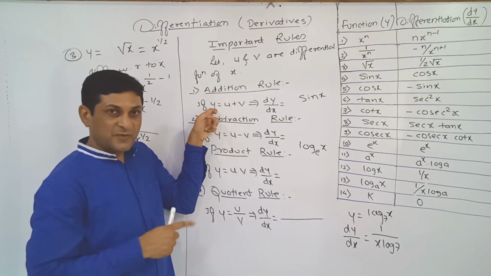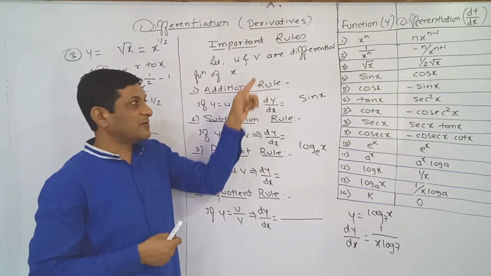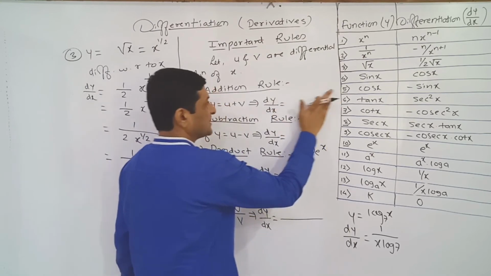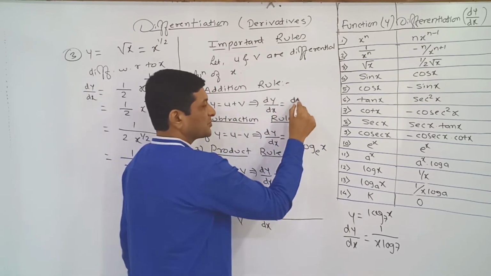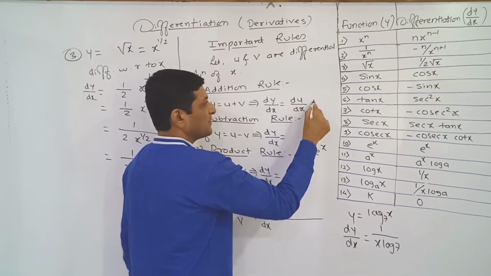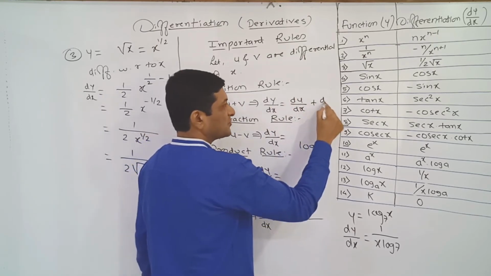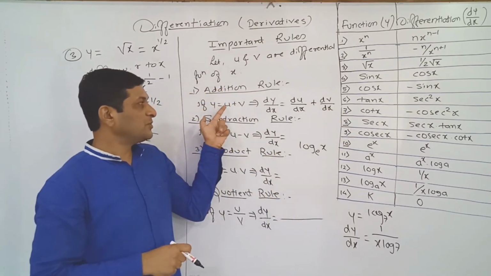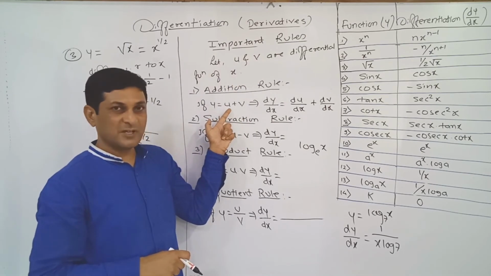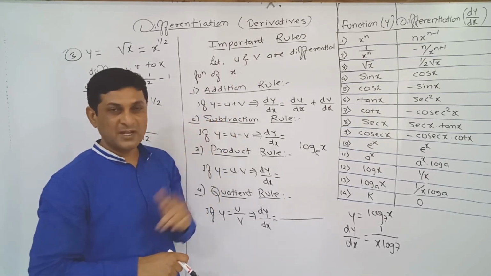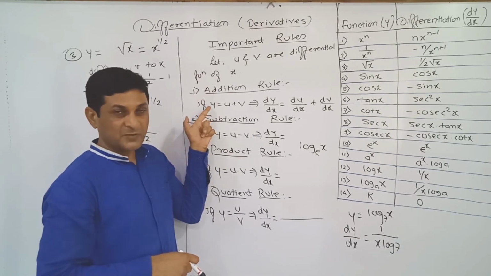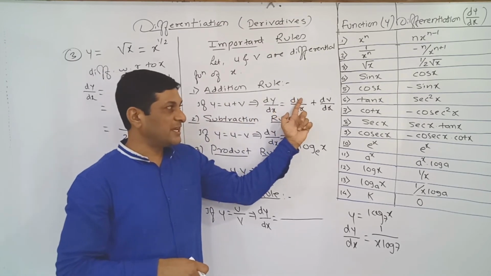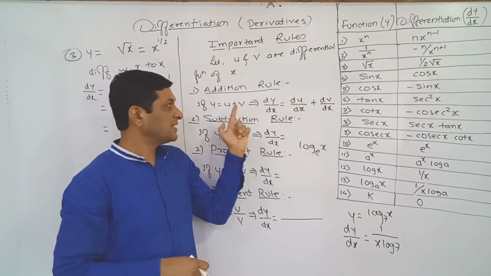Then to find the derivative of y, we apply the addition rule. So the derivative of y, dy by dx. In such cases, first find the derivative of u, which is denoted by du by dx, plus the derivative of v with respect to x, which is denoted by dv by dx. The addition rule says that if u and v are differentiable functions of x, then to find the derivative of the new function y, first find the derivative of u, then keep plus as it is, then find the derivative of v.